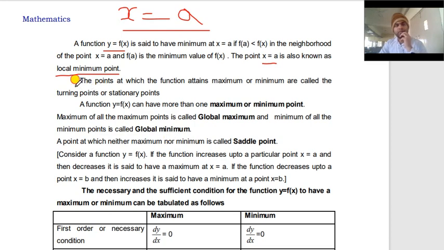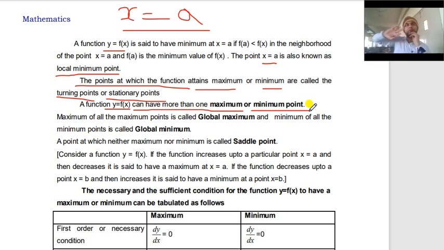The points at which the function attains maximum and minimum are called turning points or stationary points. The function y = f(x) can have more than one maximum or minimum point. It means the maximum value of the function is attained at more than one point, or similarly the minimum value is also attained at more than one point.